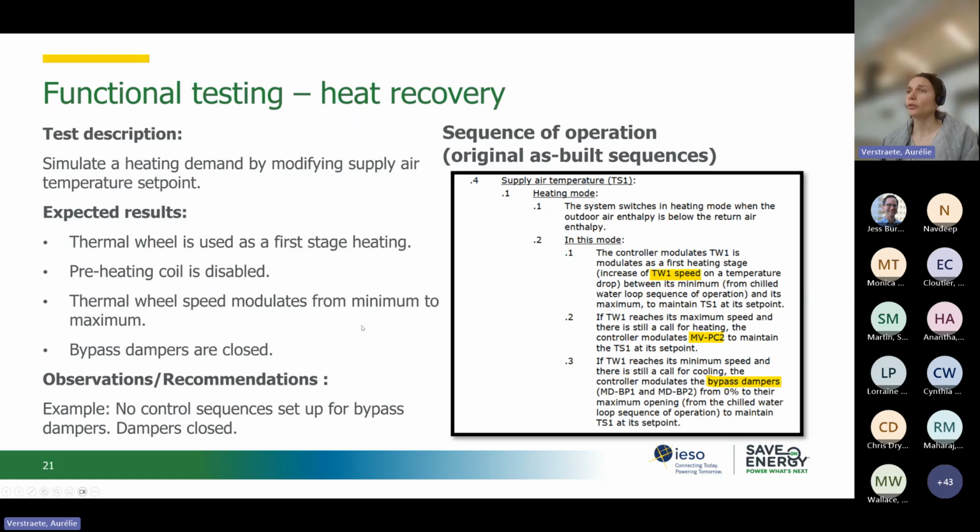Observations and recommendations could be, for example, that you see there are no control sequences set up for the bypass dampers, so the dampers will always be closed. Here, the impact could be problematic because bypass dampers should modulate the heat recovery by modifying the airflow through the thermal wheel. If not, with no control sequences, maybe it will create overheating, and worse, it will require cooling during mid-season and winter. So here was an example for heat recovery.